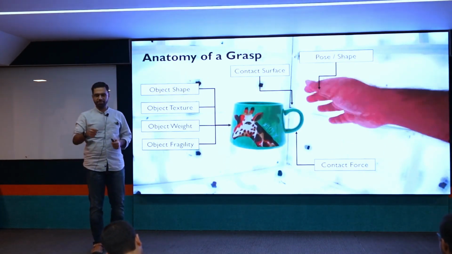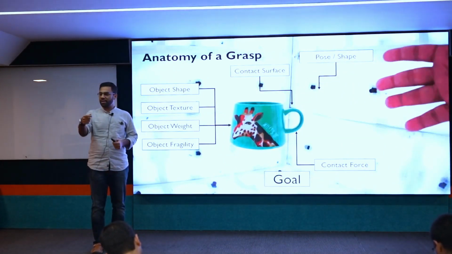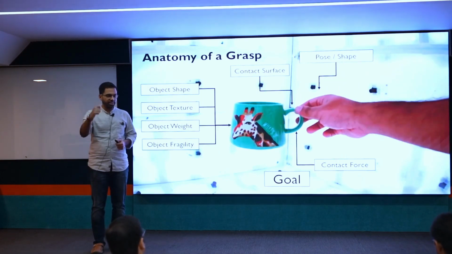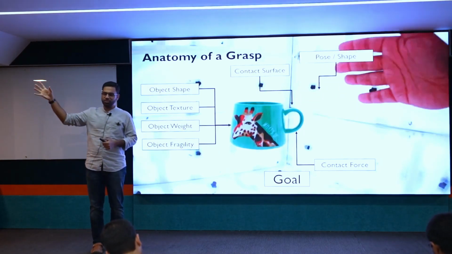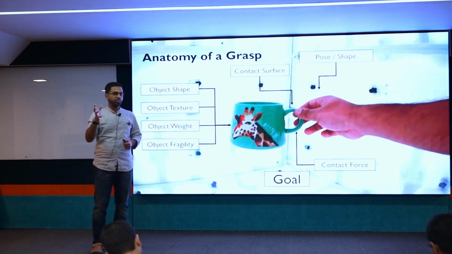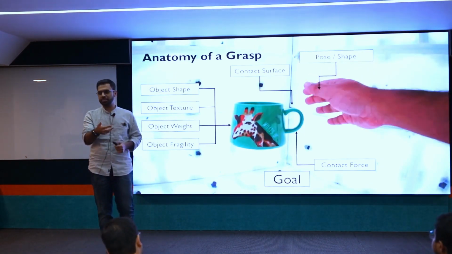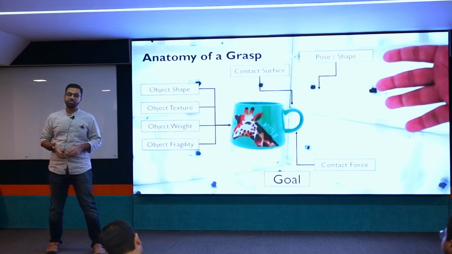How much force to apply? And then finally, what is my goal? What am I trying to do with this coffee mug? Am I trying to drink coffee out of it, or am I putting it back on a shelf? So all of these different goals will result in different ways in which we grasp objects. So there's lots of things to capture.